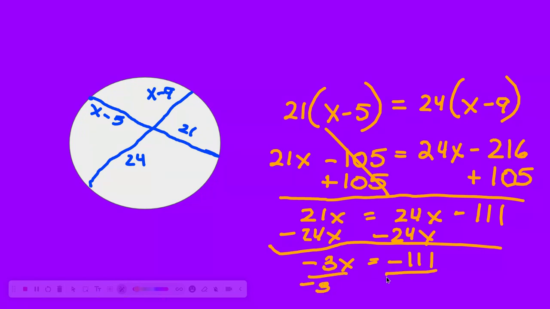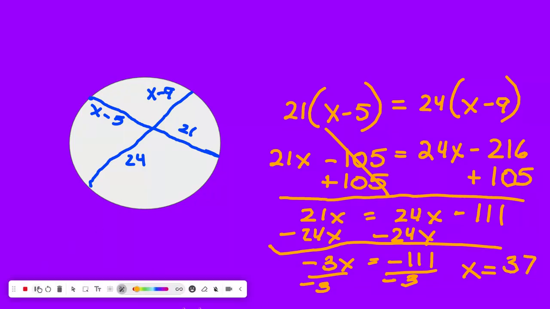Dividing the negative 3 on both sides, and you know now we're going to have a positive. And x will equal 37. Double check the math on that one. So rewind if you have to.